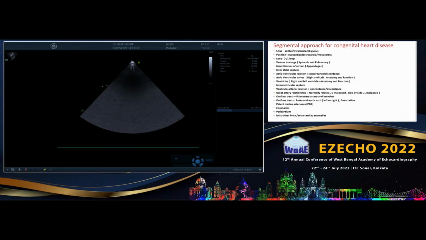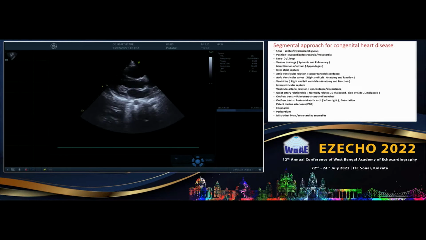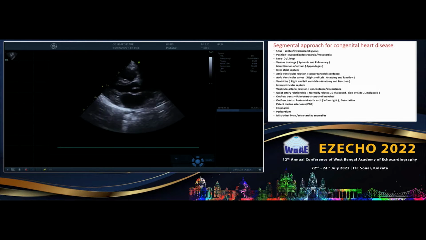Now like the normal, from the four chamber view we also have to see whether the chambers are dilated or not. And after that, this is the normal parasternal long axis view. It is very good to see the left atrium, left ventricle, and mainly the mitral valve, whether any problem is there or not.